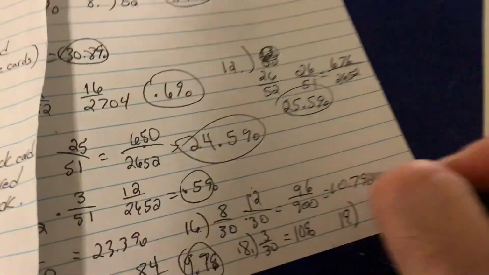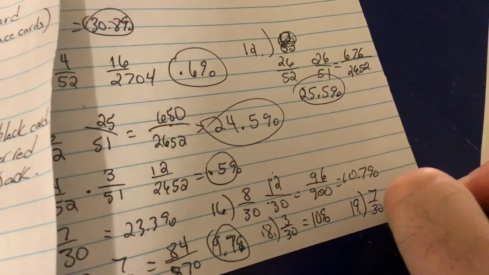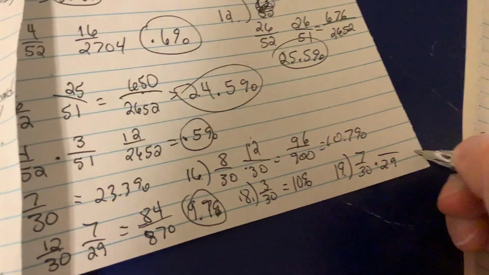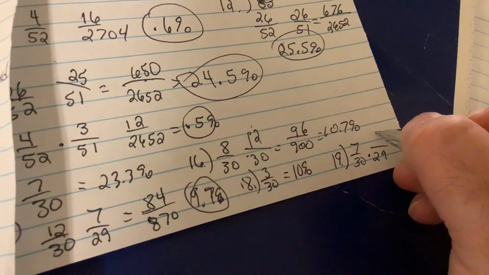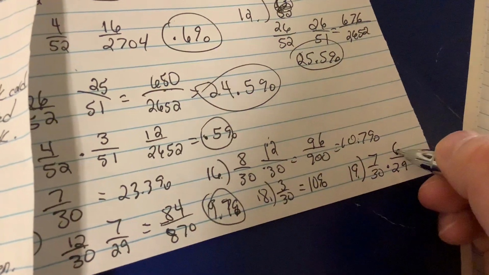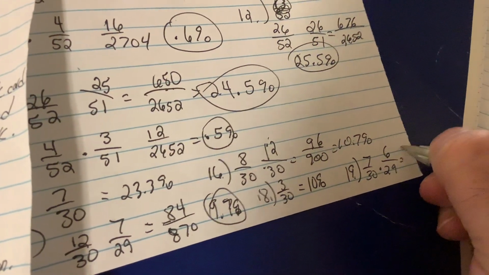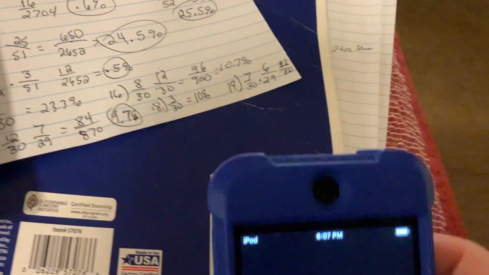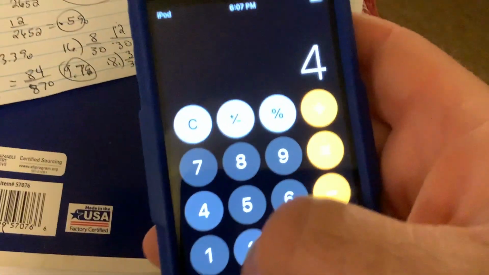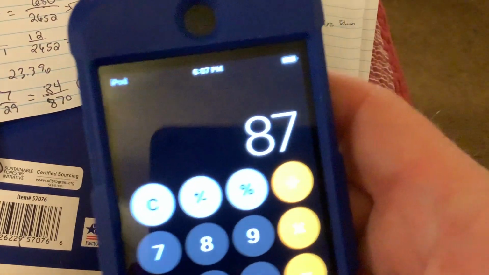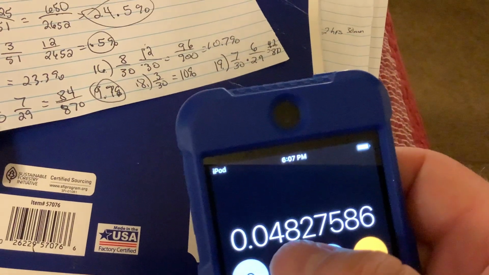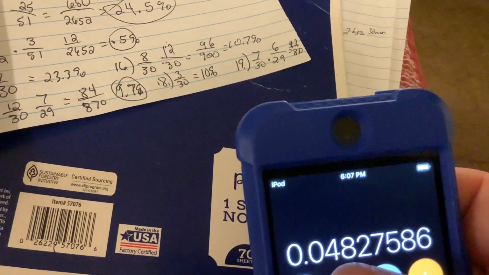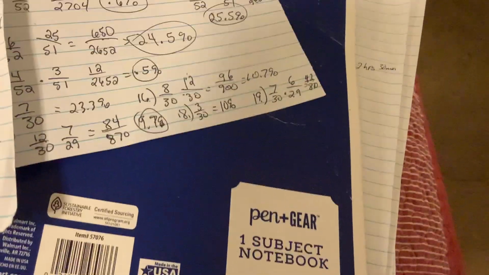Okay. And the last one is drawing a red marble. So a red was 7 out of 30. Not putting it back, so now there's only 29. And drawing another red, but there's only 6 red now because you didn't put that red one back. So you're going to get 42 over 870. Let's do that one and we'll be done. 42 divided by 870. You move the decimal twice. That's 4.8%. Okay, so 19 is 4.8.